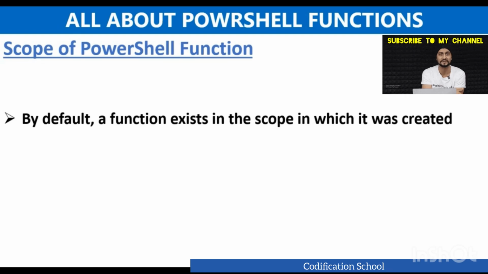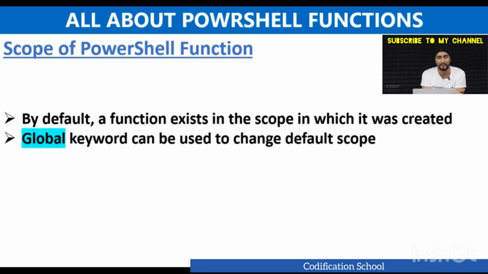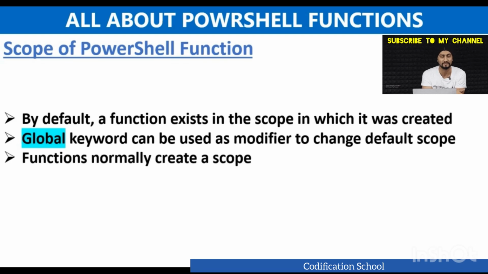By default, a PowerShell function only exists in the scope in which we created it. Suppose we create a function in our console, then it has a global scope by default. If we create a function in a script, then it has the scope of the script by default, meaning we cannot use the function outside of that script. In case we want to change the scope of a PowerShell function, we can use the global keyword.